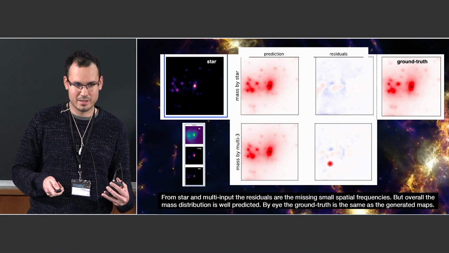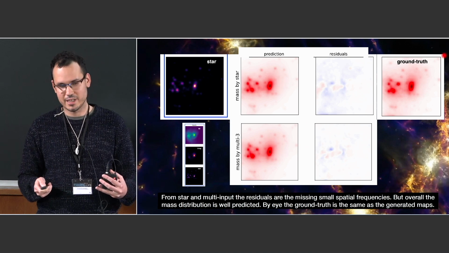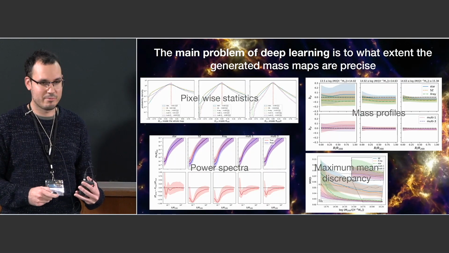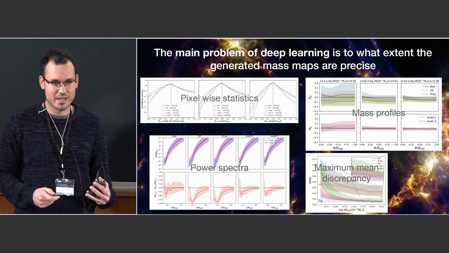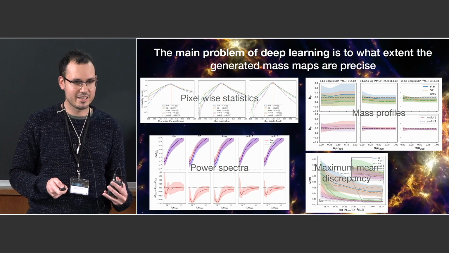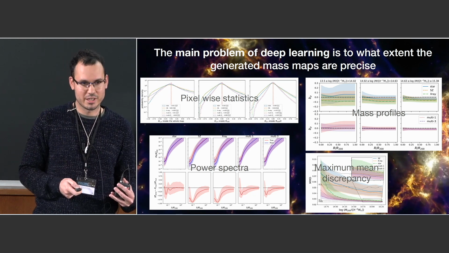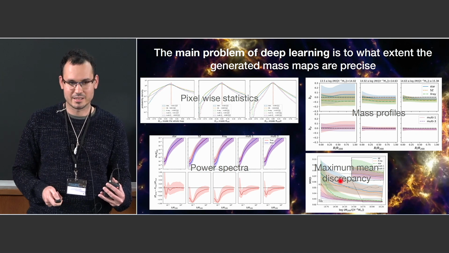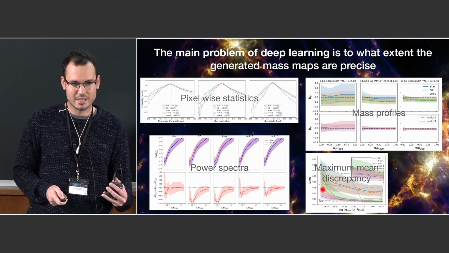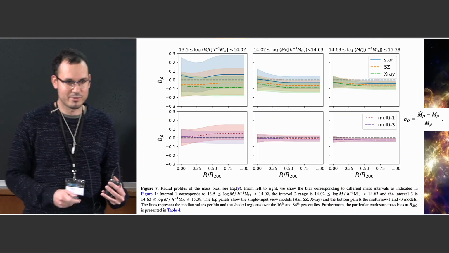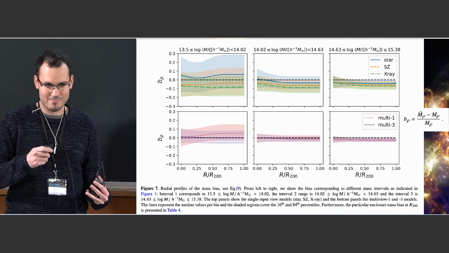So this map is quantitatively very similar to that. And this leads us to the most difficult part of the analysis. You have a very good model, but how can you test that the generative maps are precise? For that, we have designed 4 tests: pixel-wise statistics, mass profiles, power spectra, and a test based on a metric, the maximum mean discrepancy. For the sake of brevity, I'm going to discuss only this.